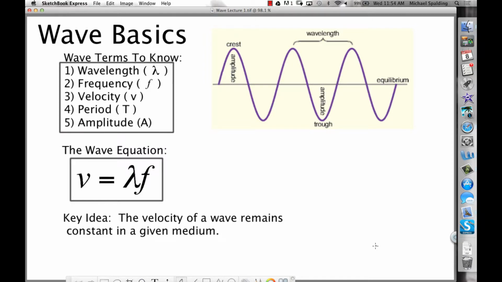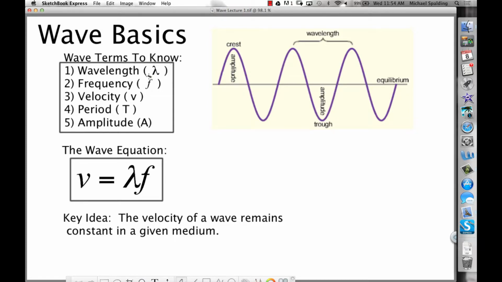So this lecture is on the basics of waves. We're just going to define the terms, talk about the wave equation, and then we're going to end with this key idea that the velocity of any wave is constant in a given medium. Okay, so starting with the term wavelength.